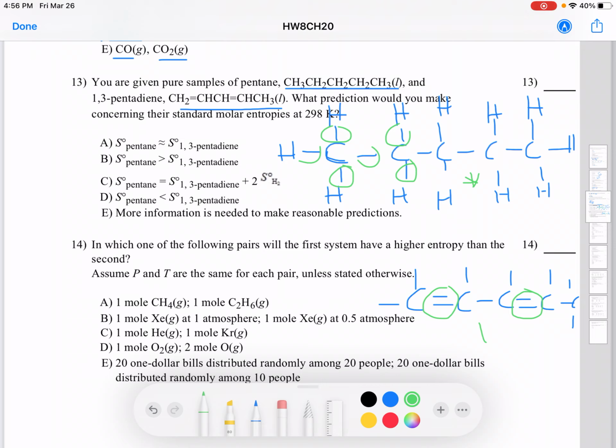Meaning pentane would have a higher entropy compared to 1,3-pentadiene. Okay. So the correct answer would therefore be B for 13.